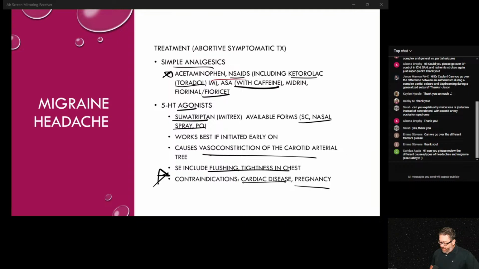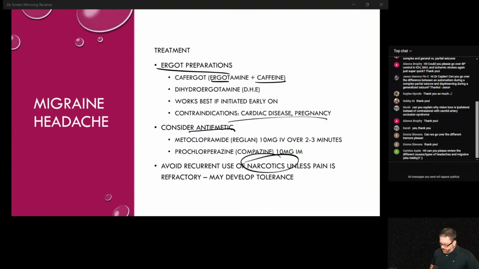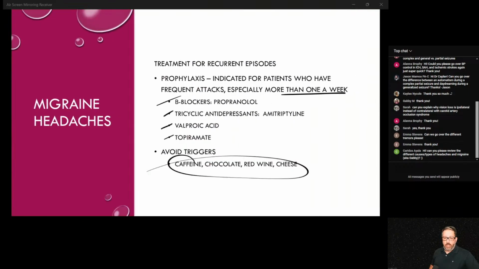Acetaminophen, your normal NSAIDs, then you can get into your 5-HT agonists. Sumatriptan is the big one. Works really well if you start it early on. Causes vasoconstriction of the carotid arterial tree. So we're constricting the vessels going into the brain, and that's going to reduce the headache because it's vasodilation that causes the headache to occur. And then you have these ergot preparations as well. So those are the migraine ones.